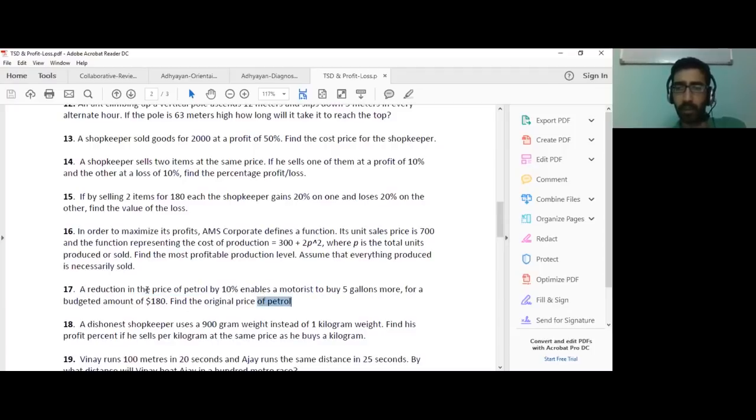Yeah, using the expenditure type of question. This 17 is essentially the expenditure type of question, where petrol has decreased by 10%, and therefore the quantity must increase by a certain percentage. And if you equate that to 5 gallons, you will get the price. Does anyone here want me to discuss 17, or should we just discuss 18?